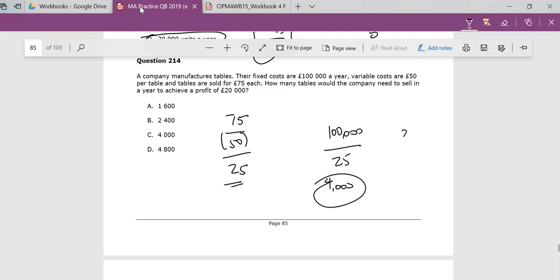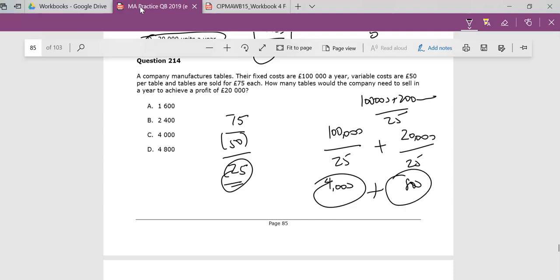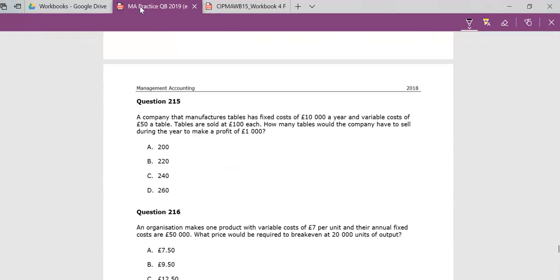Then it tells me you want another profit of 20,000. Well, every time I make 25, so I'm just going to divide that by 25 as well. You can see that technically I could have just done 100,000 plus 20,000 over 25, exactly the same thing. But at least you know what it is you're doing. 20,000 divided by 25 gives you 800. So in total, in order to break even and make this profit of 20,000, you will need to sell 4,800.